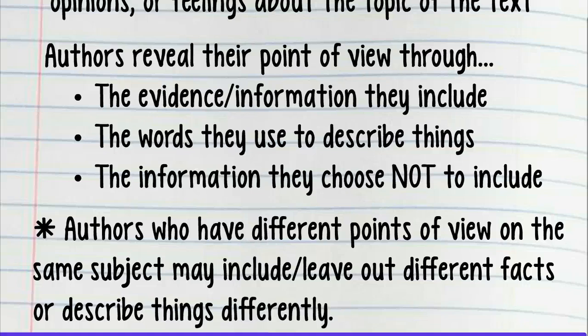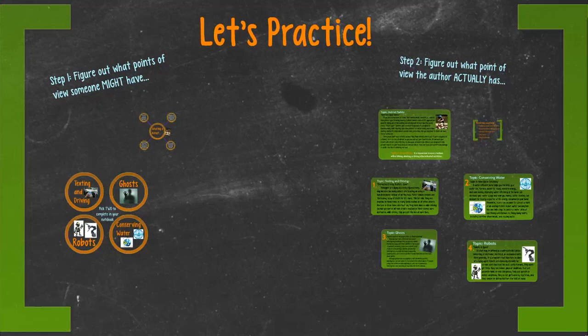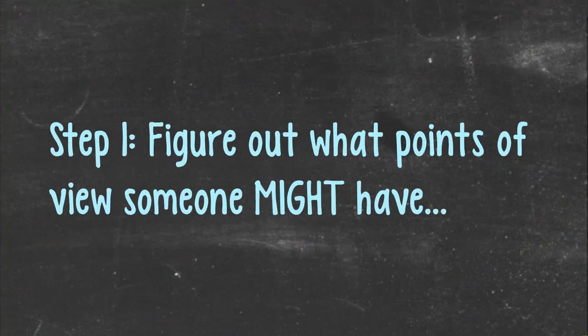Okay, so let's practice this a little bit. Let's see if you can figure out what an author's point of view is when we're looking at a text. Now, the first step to this is to make sure you understand what all the different points of view might be. If you've got a topic, you've got to be able to think about, what might somebody think? And what might somebody else think that might be a little bit different than that first person? Because with any topic, there's multiple different ways to see it.